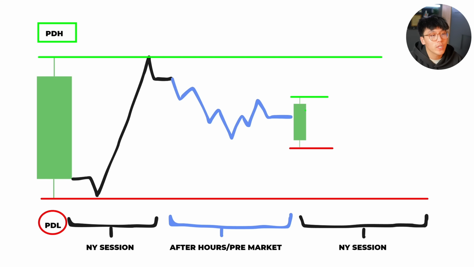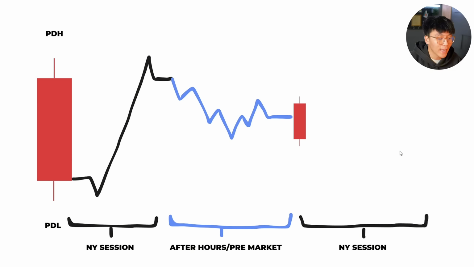Now what we want to do is wait for a break above your opening range candle for continuations towards your previous day's high. So this is the bullish case scenario of the opening range break and retest, where we're going to look to trade it towards the upside. If we're going to trade this towards the downside, it's the exact same thing but the complete opposite.